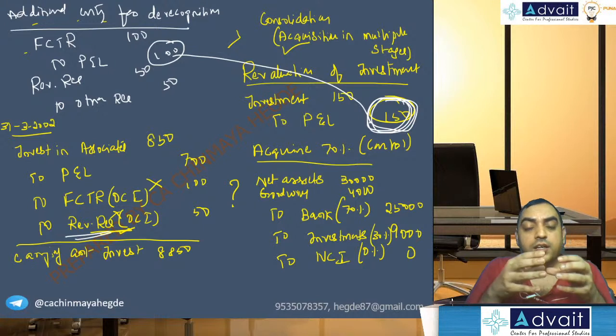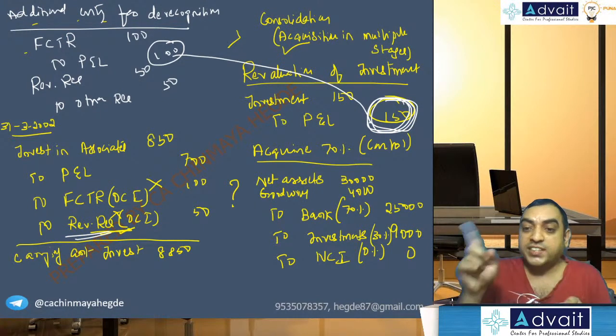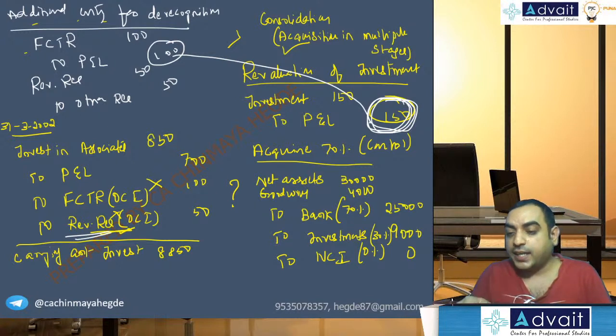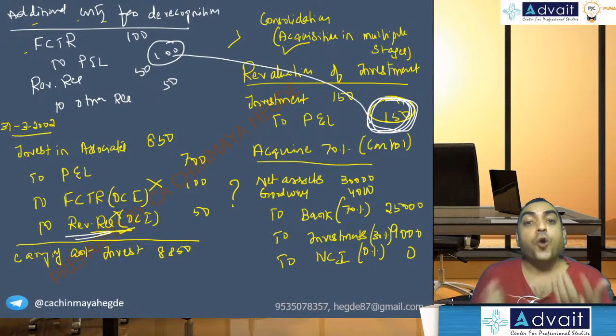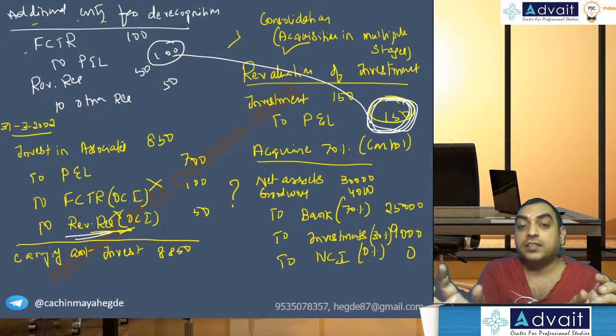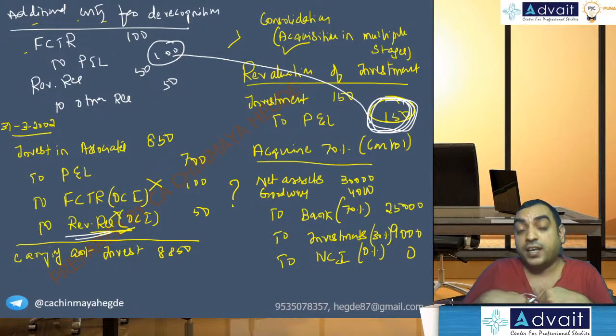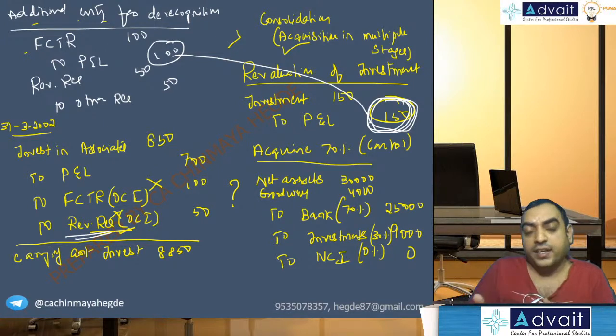Therefore, the OCI elements which was previously recognized now should be closed. How do you close it? Either you transfer it to P&L account or you transfer it to retained earnings, other reserves. To what extent? To the extent of the associate share or to the extent of holding company share, existing share, because that is what already transferred, now de-recognized.